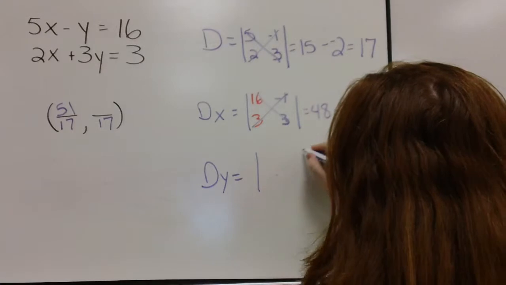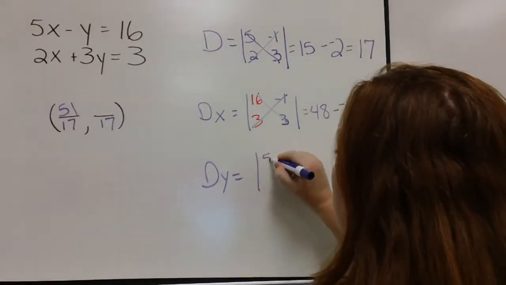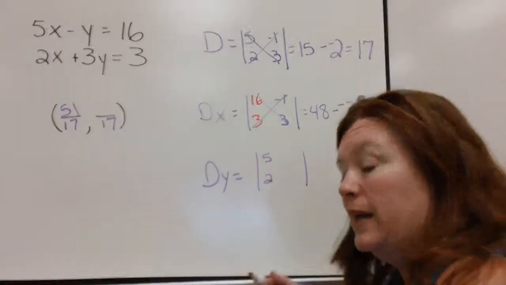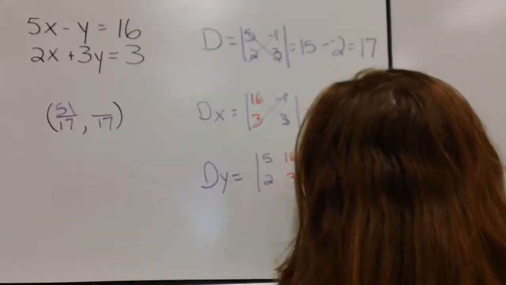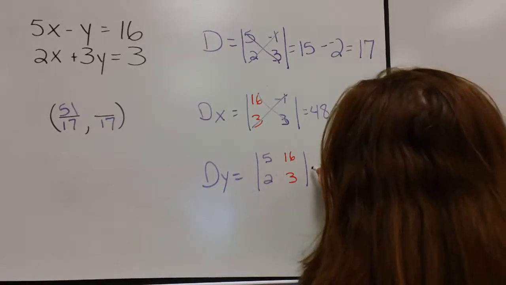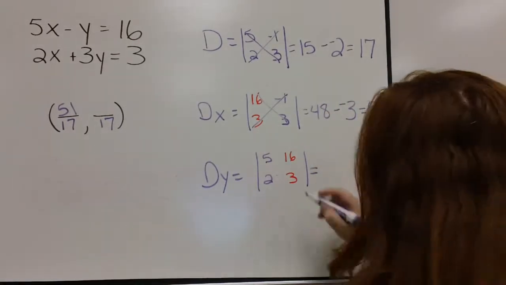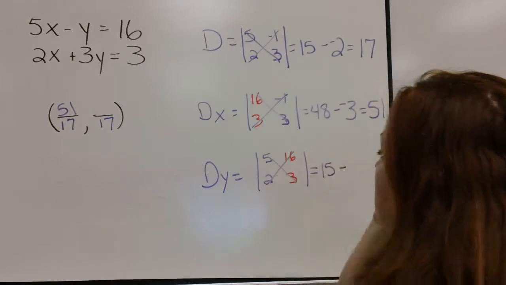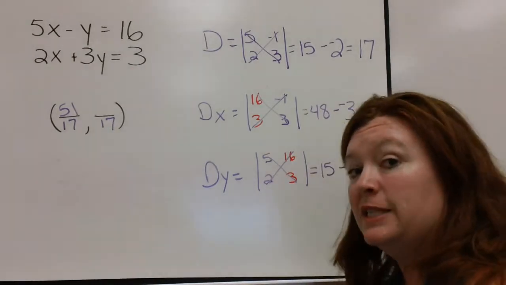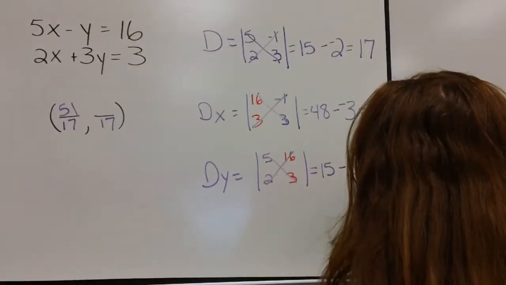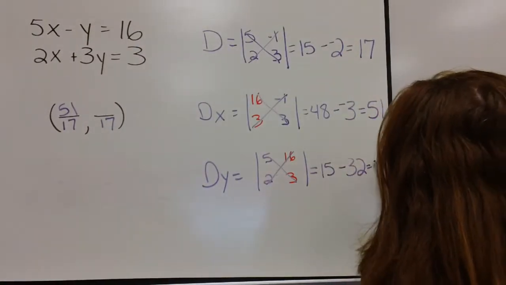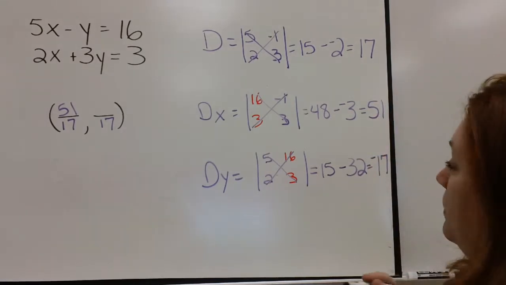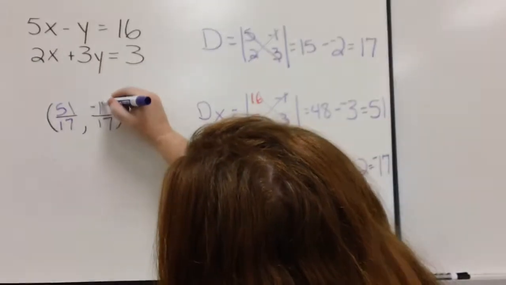dy is the determinant I find when I leave x alone and I put the 16 and 3 in the y column. And let's see what happens. 5 times 3 is 15, minus 16 times 2 is 32. And 15 minus 32 is a negative 17. So I'm going to put a negative 17 right here.